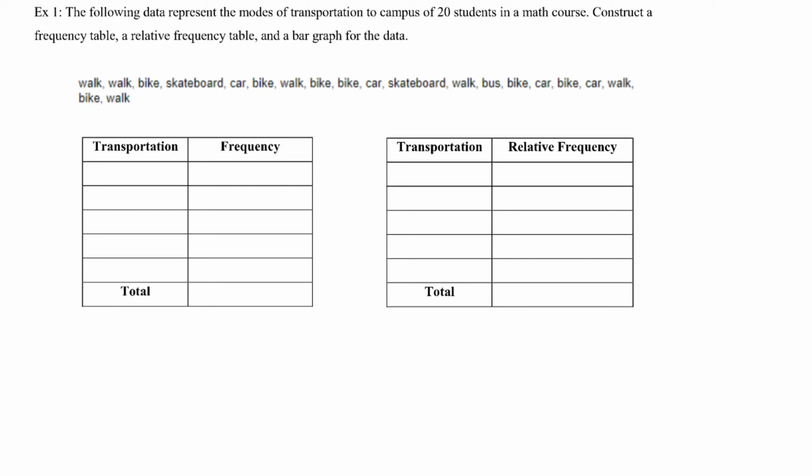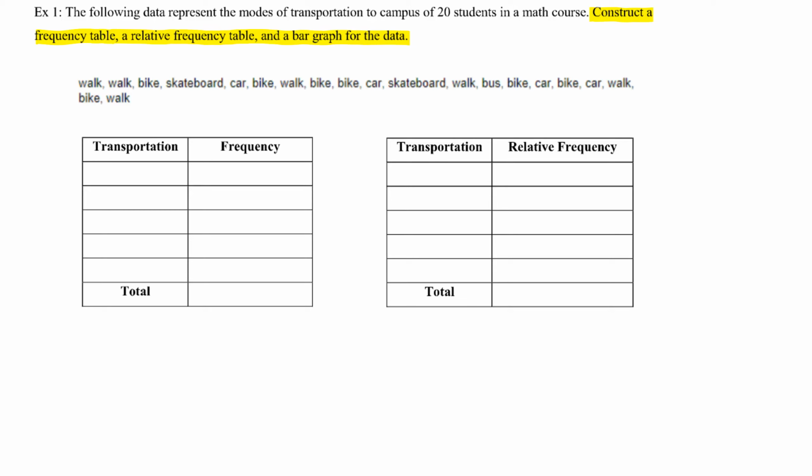Okay, so example 1. The following data represents the modes of transportation to campus of 20 students in a math course. So we are going to construct a frequency table, a relative frequency table, and a bar graph for the data. So we notice we have all of our data summarized. We have all of the responses from those 20 individuals.